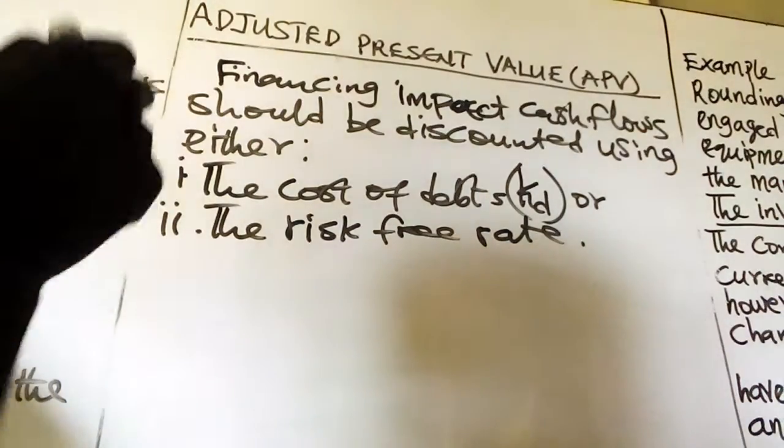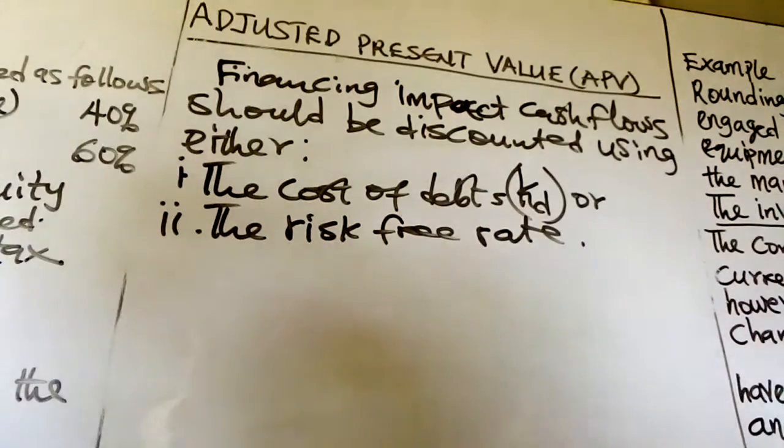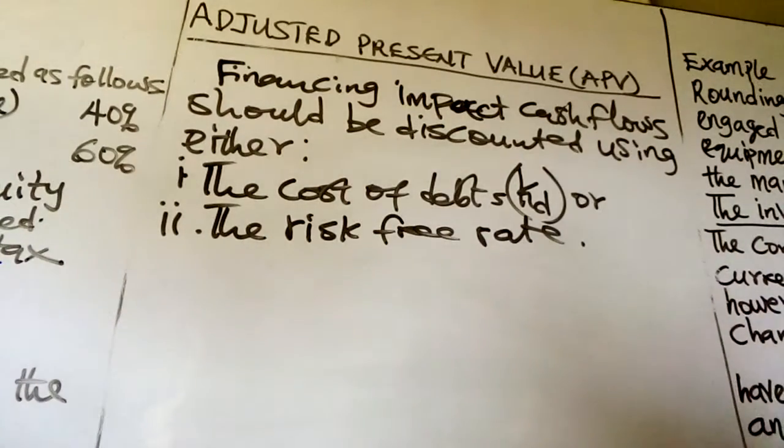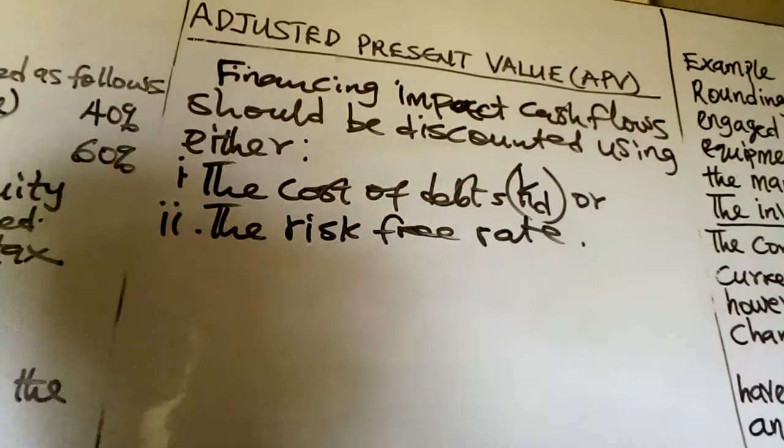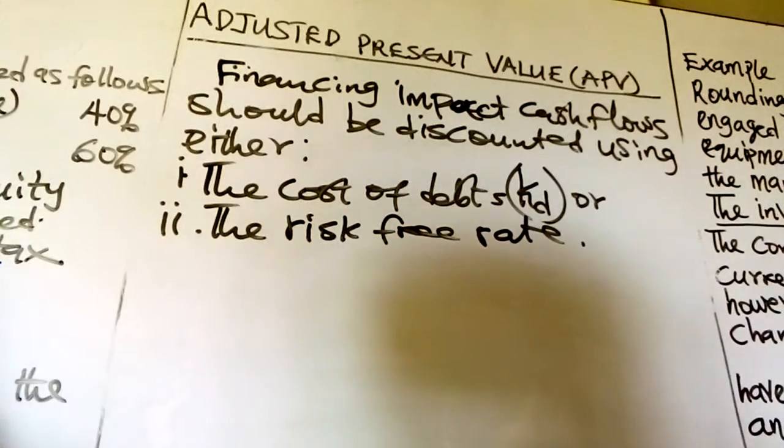You will need to gross up the debt component of the capital before calculating the interest on debts, or sum up the principal component of the debts and the issue cost of the debts. So before calculating the interest, take note of that.